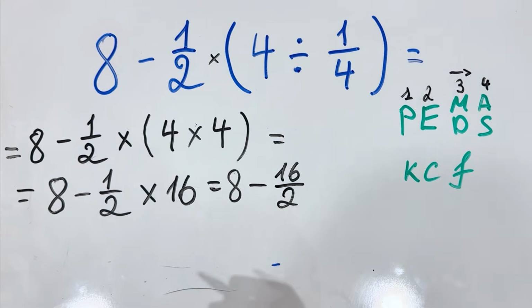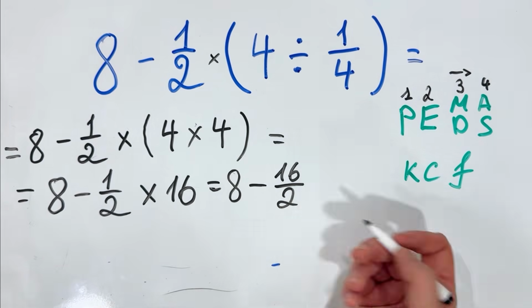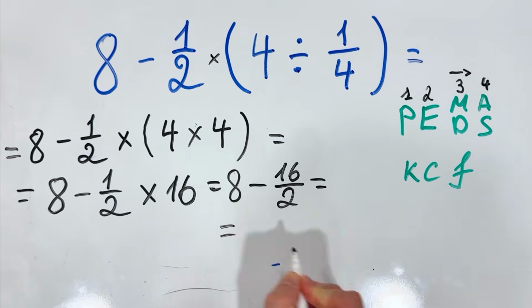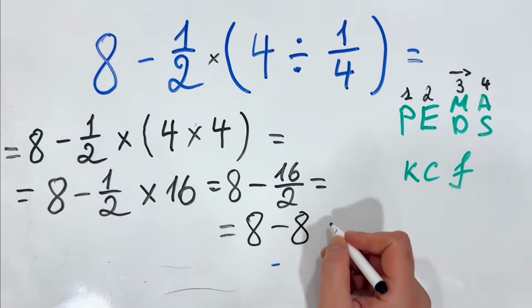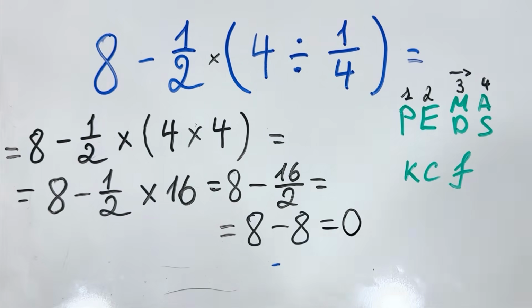So I'm doing it the long way to not get confused. 16 over 2 is, you're correct, 8. So what we get is 8 minus 8. And the result is 0.